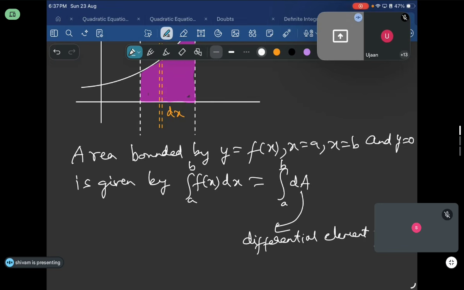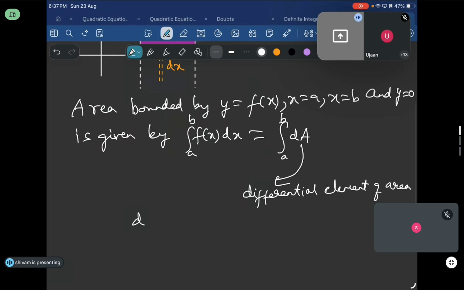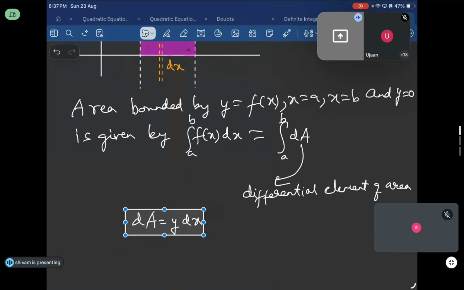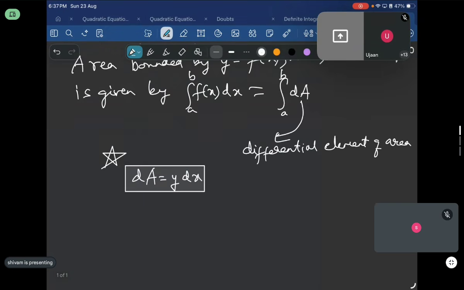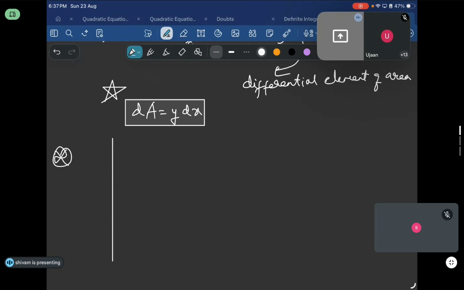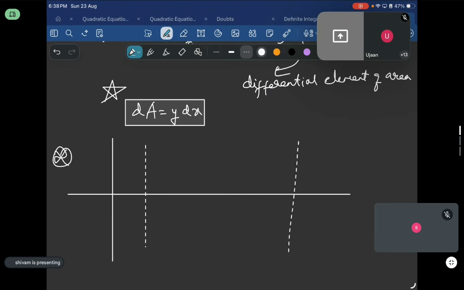So basically dA equal to y into dx. dA is equal to y into dx. Okay, everyone, remember this. Okay, next. If you are finding out this area, okay, let us say a curve is given between a to b. A curve is given from a to b.